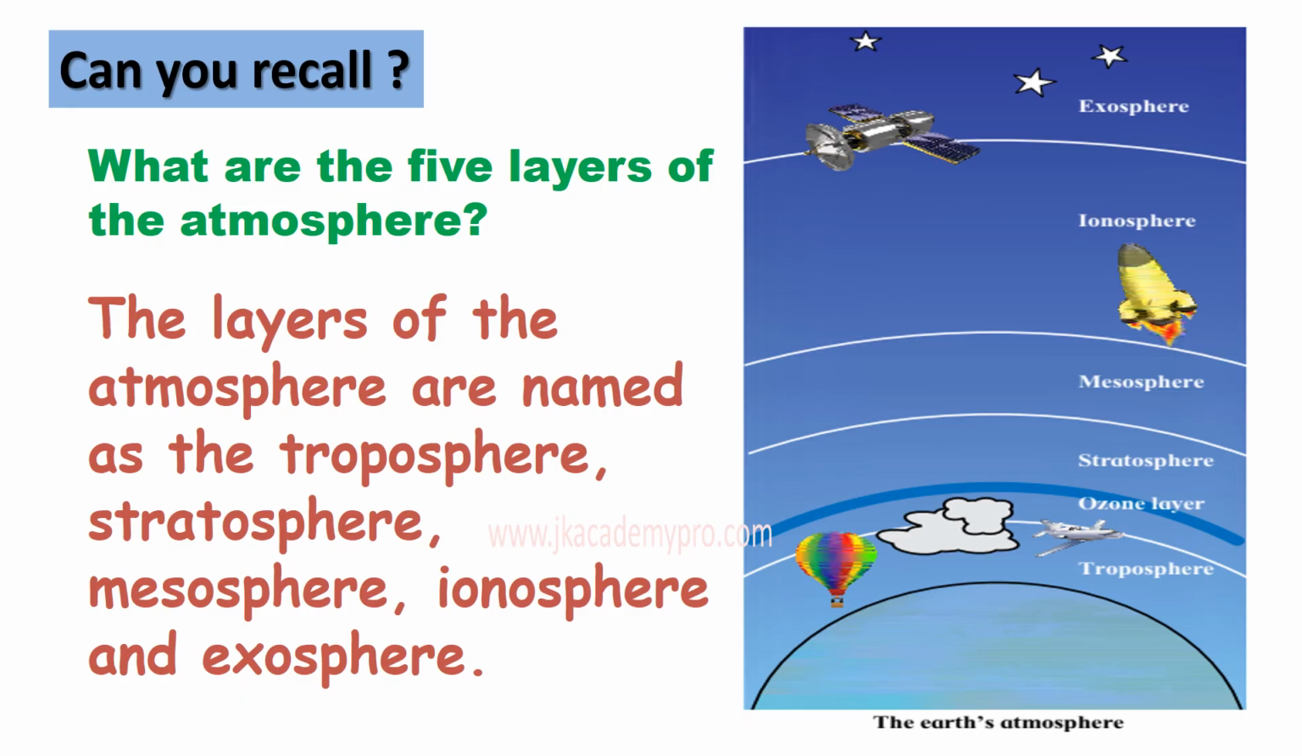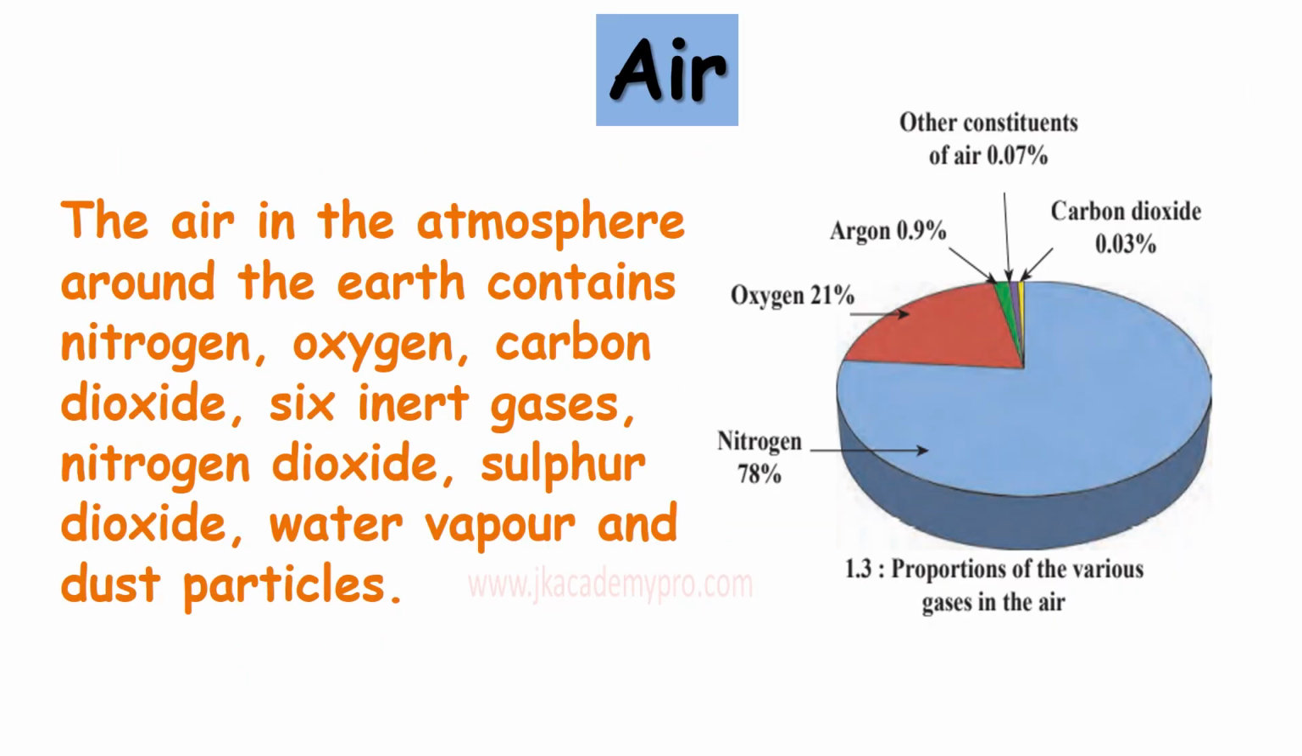Do you recall, students? What are the 5 layers of the atmosphere? Okay, let's revise it. The layers of the atmosphere are named the troposphere, stratosphere, mesosphere, ionosphere, and exosphere. We learned that air, water, and land are the natural resources. Now let's understand each of them in detail.